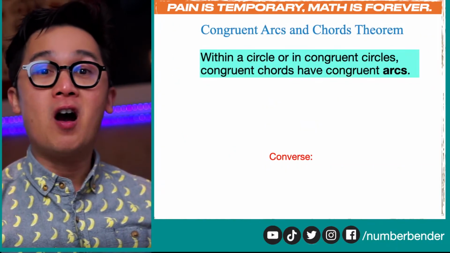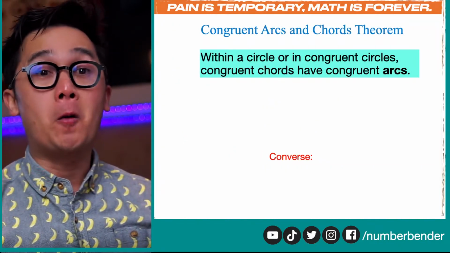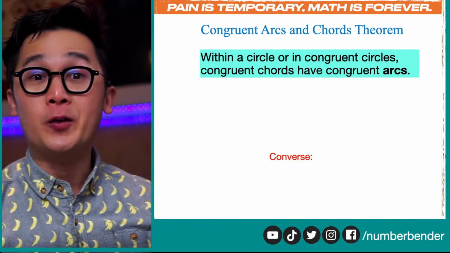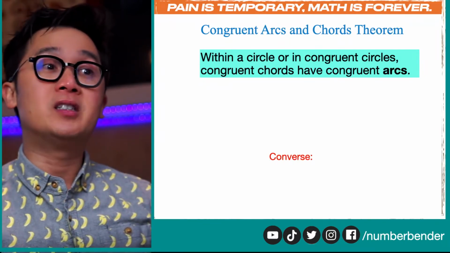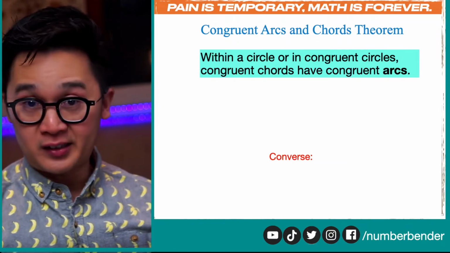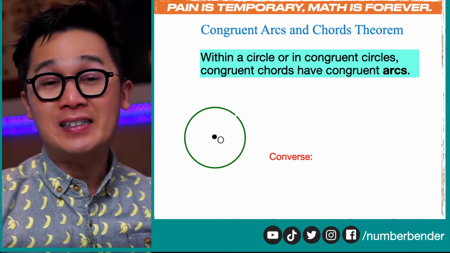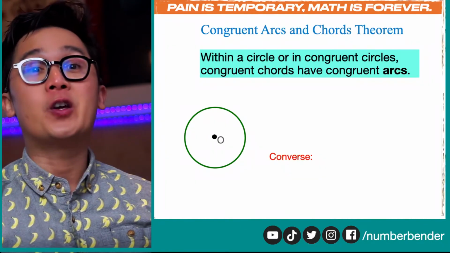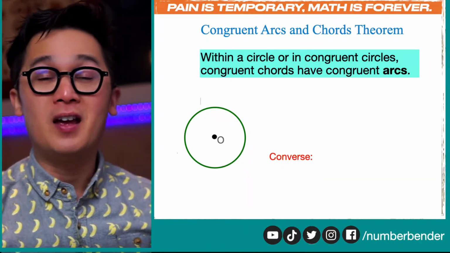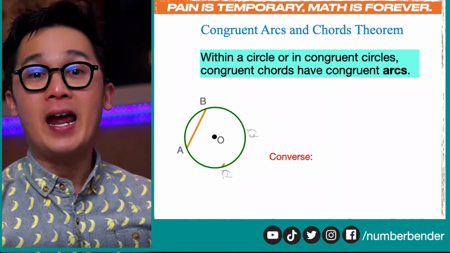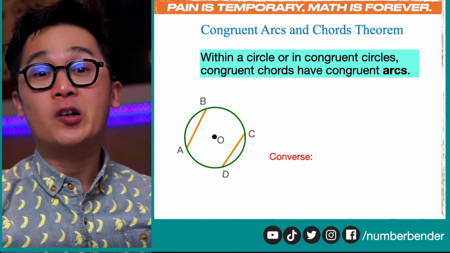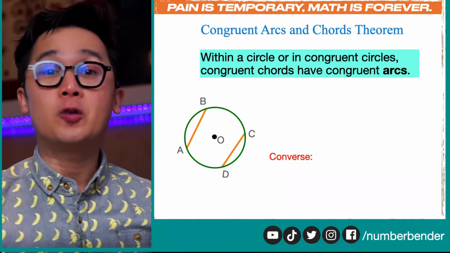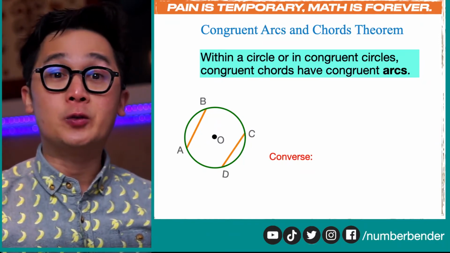Now let's work on congruent arcs and chord theorem. So in this particular theorem, within a circle or in congruent circles, congruent chords have congruent arcs. So if we have chords that have the same length, therefore their arcs are also going to be the same or congruent. So let's say we have chord AB and chord CD. If they are congruent, then their arcs, so arc AB, is also congruent to arc CD according to this theorem.